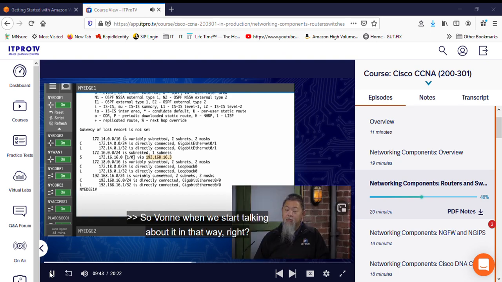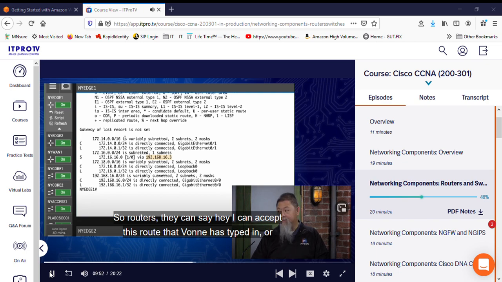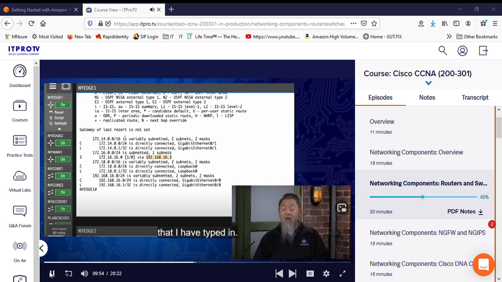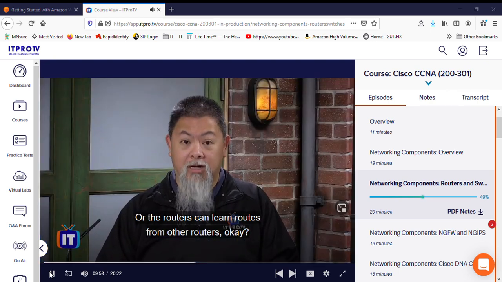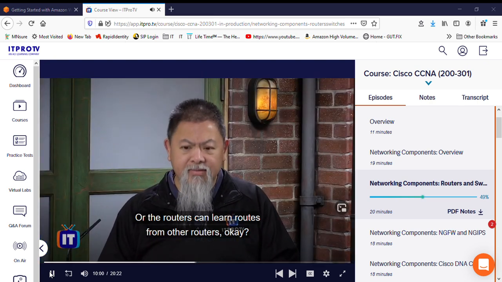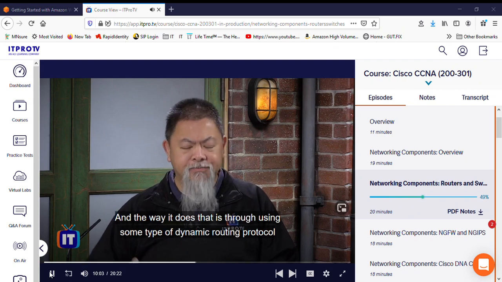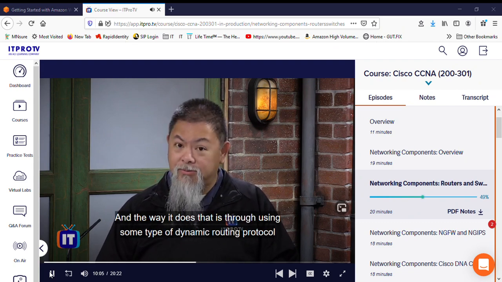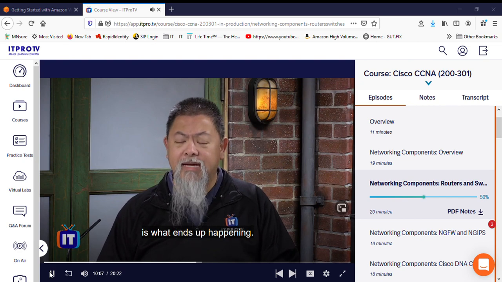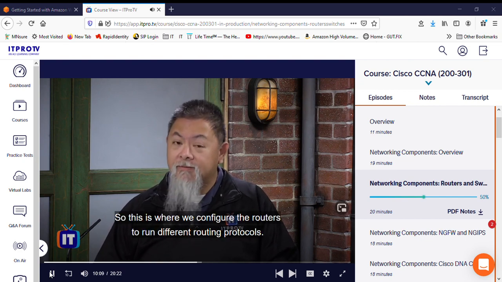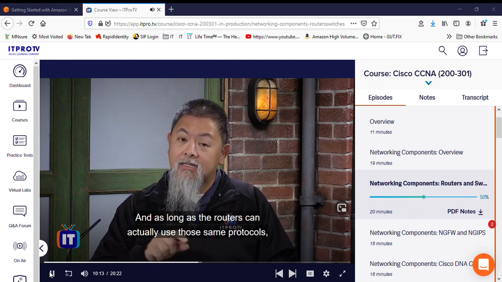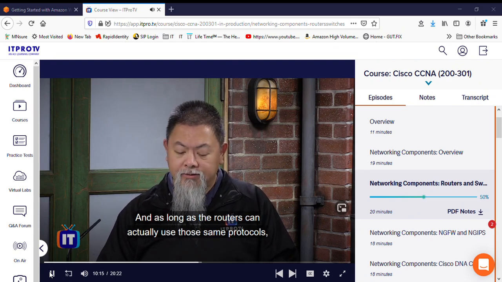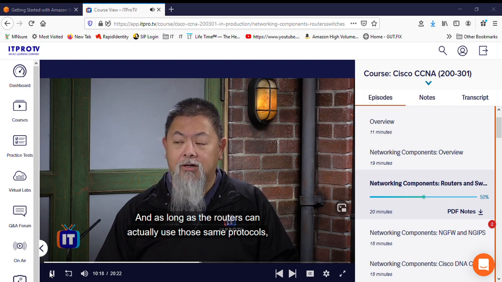Yeah. So Vaughn, when we start talking about it in that way, right? Routers can say, hey, I can accept this route that Vaughn has typed in or that I've typed in, or the routers can learn routes from other routers. And the way it does that is through using some type of dynamic routing protocol. So this is where we configure the routers to run different routing protocols, and as long as the routers can actually use those same protocols, then it will work.